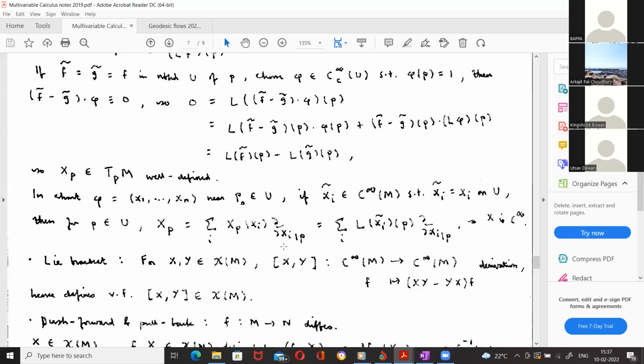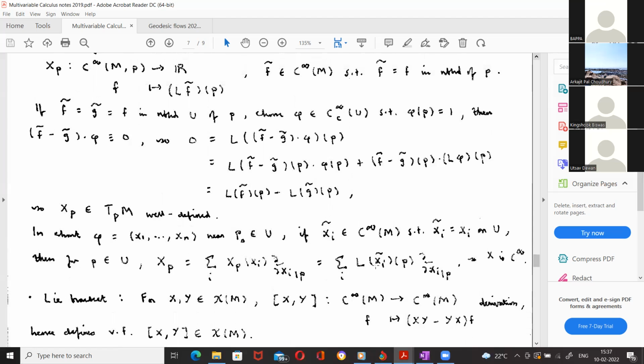Now L is a map from C infinity M to C infinity M. Therefore L of xi tilde is a smooth function. Therefore the coefficients of my vector field are smooth. Therefore my vector field X is a smooth vector field. Is it clear?